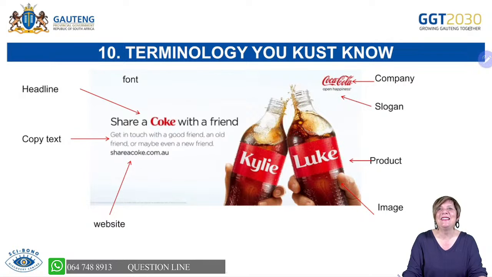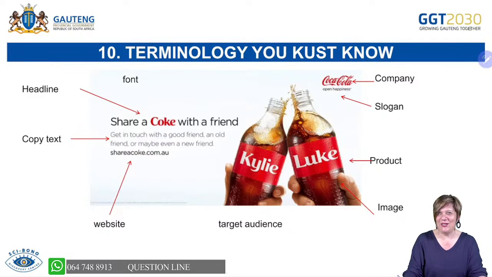Font means the type of text they've used. Now, if you just look at this advertisement on the screen, you'll see Coke is written in a different font and in red letters. Immediately, it catches your attention.